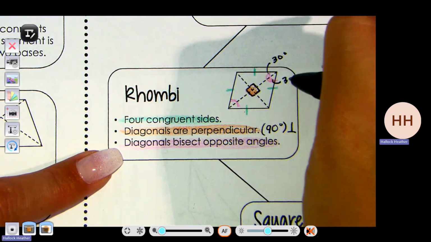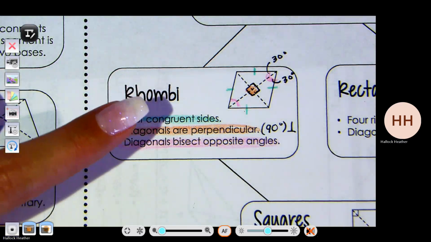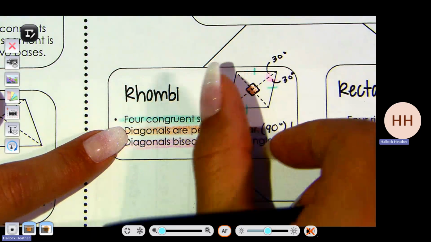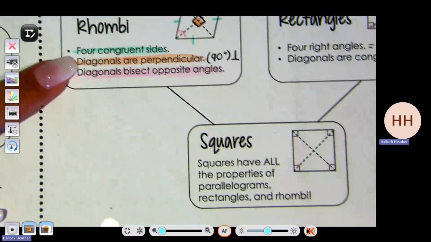This side would also be 30 degrees. So this time it's nice because they're splitting in half, which is what people were trying to do for the parallelograms. You also have technically your diagonals bisect each other. So it's bisecting, cutting it in half, cutting it in half. The diagonals are not congruent necessarily, but they are for a square.